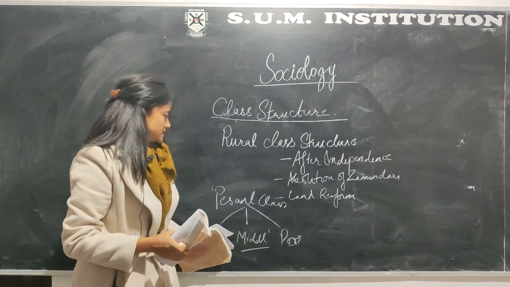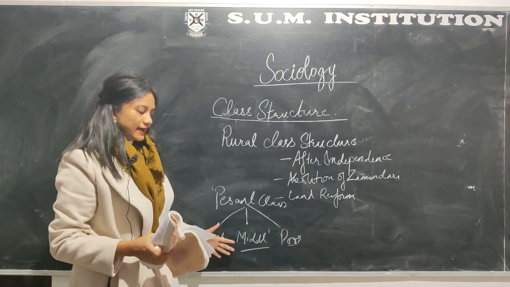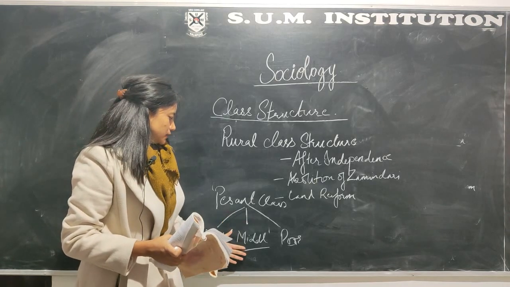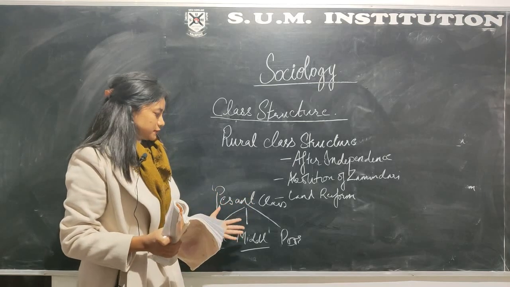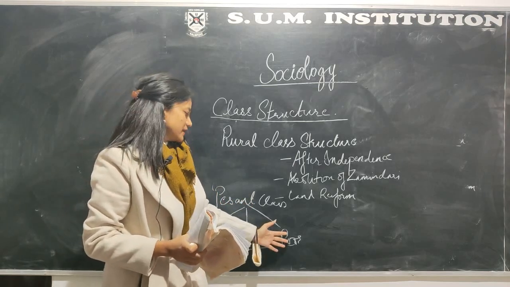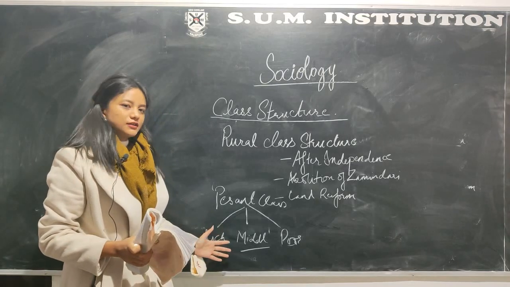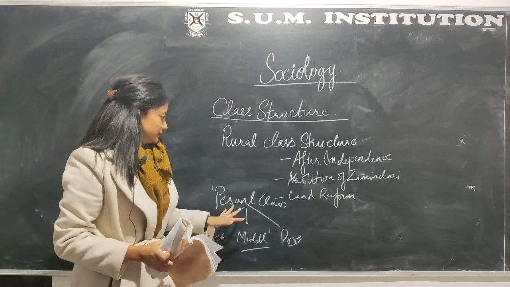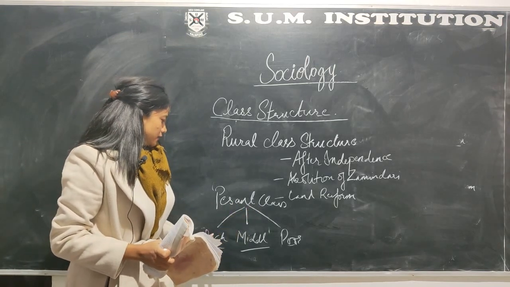The rich peasants had large holdings of land and they didn't perform any agricultural activities. The middle peasants were self-sufficient. They had a small amount of land, but they were self-sufficient. And the poor peasants were landless peasants. So they had to work either in the fields of the rich peasants or the middle peasants. So that was the peasant class, which was divided into three groups: rich, middle, and poor.